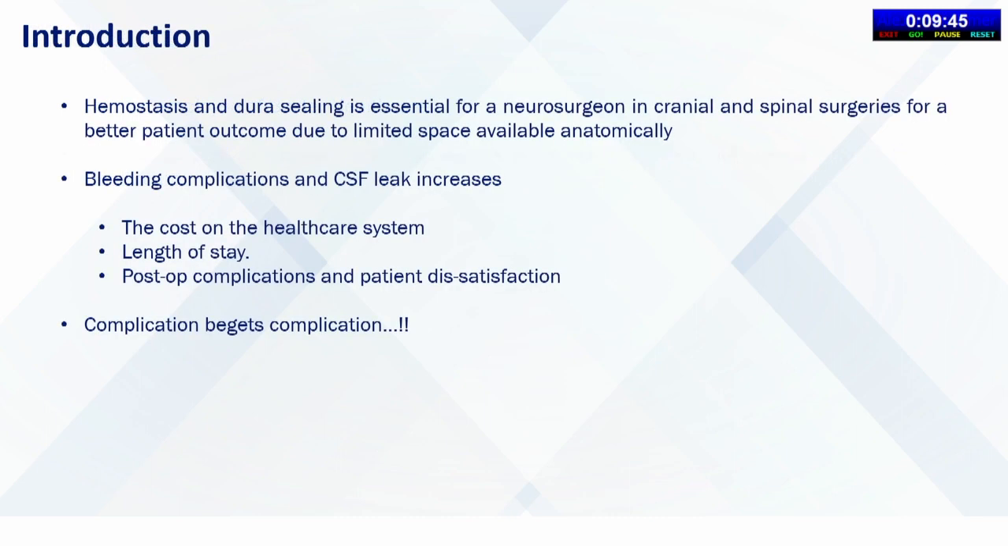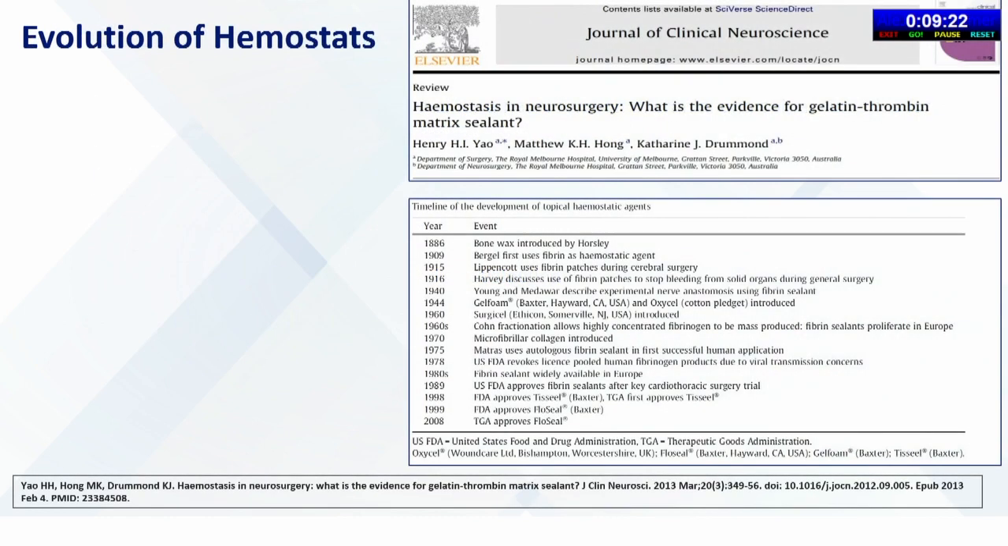We all know that hemostasis and durasealing are very essential in both cranial and spinal surgeries. Because there is very limited anatomical space available, bleeding complications and CSF leak always increase the cost to the healthcare system. They increase the length of stay, and one complication leads to another. This is where adjuncts used as hemostats play a very important role.